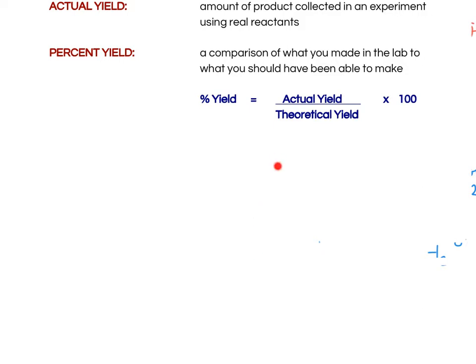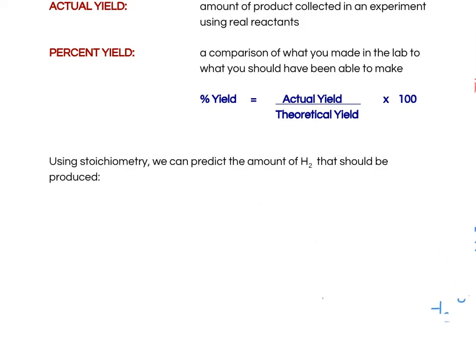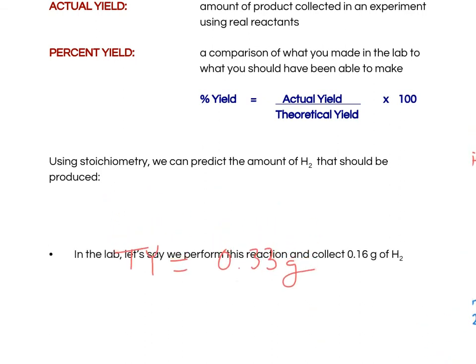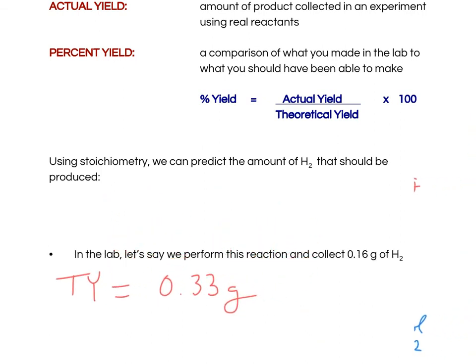And so, we predicted the amount of my theoretical yield. Let's rewrite that, was 0.33 grams. And so from that, I should be able to figure out, if I know what my actual yield was, what the percent yield was for this reaction. So let's just say I did a reaction and I actually collected 0.16 grams of hydrogen gas.